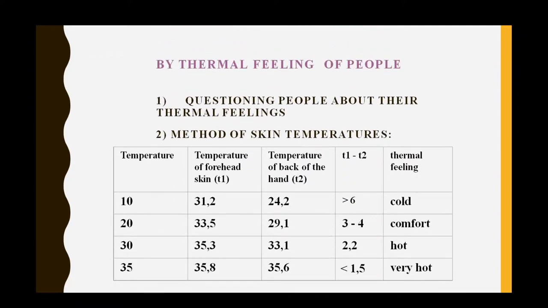Next methods, methods by thermal feeling of people. It's questioning people about their thermal feeling, and the method of skin temperatures. So on this table, you can see different parameters of temperature on different parts of our body, on the hand, on the forehead skin. The difference between these two data means cold, comfort, hot, or very hot.